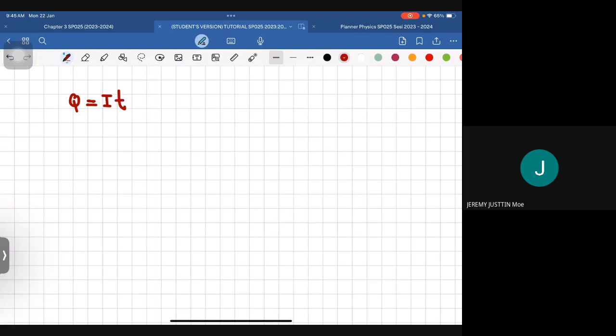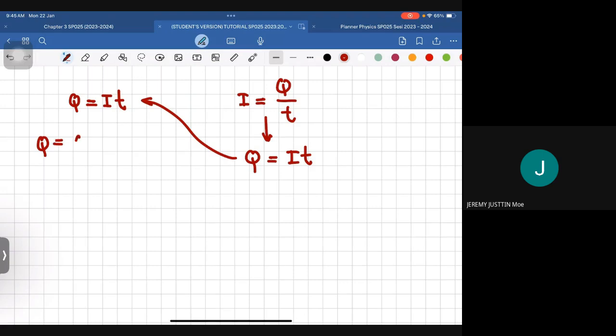Okay, so ini kalau kamu confused, kita dapat dari mana? I equal to Q over T. So dari sini kita mau cari amount of charge kan? So kita rearrange lah. Q equal to I T. So that's why kamu dapat equation yang ni. Q equal to I T. So from here, current is, yang kita kira tadi, 1.6.